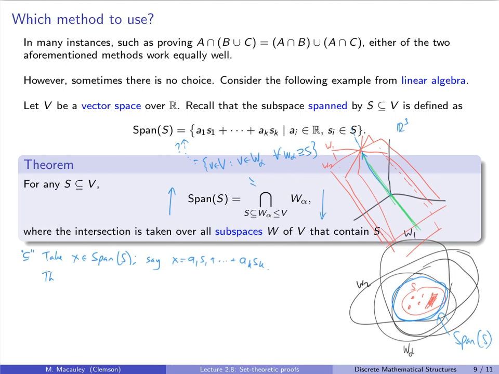So then, since S1 all the way up to SK is in W alpha, X must be in W alpha as well. And there we go. So we took an arbitrary element in the left-hand side and showed that it was in the right-hand side. If you're not as familiar with linear algebra, you may wonder why I just made that jump, and that's fine.